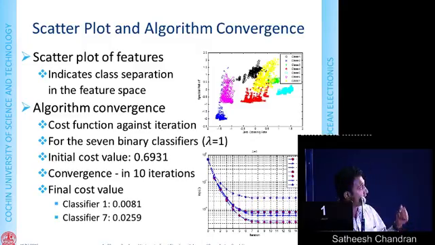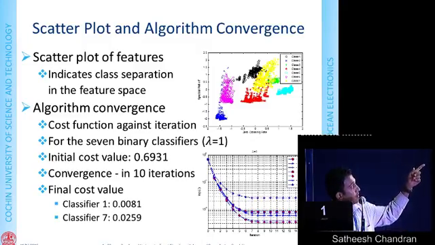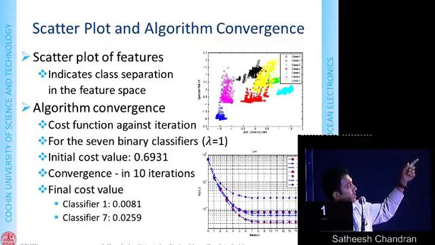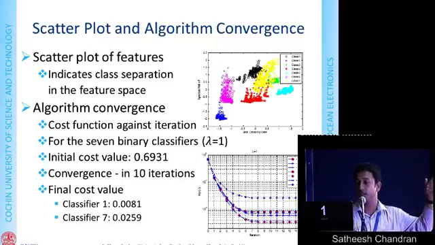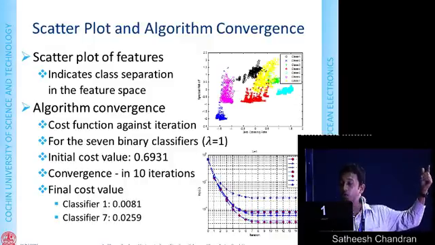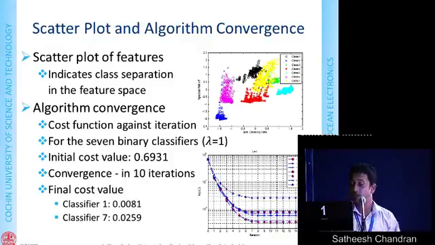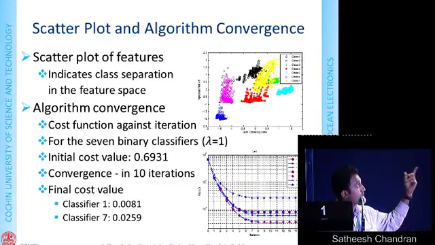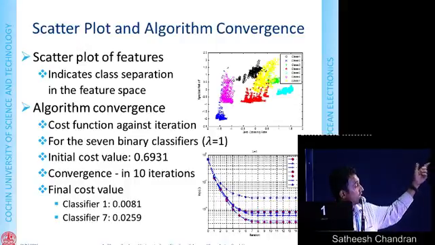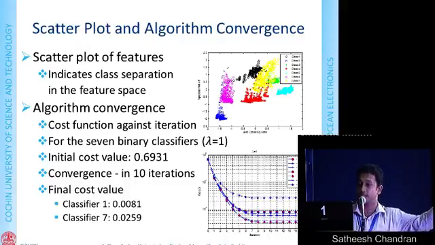Coming to the scatter plot of features, here is a scatter plot of zero crossing rate versus spectral roll-off, and we can see how these features are distributed, because there is a little confusion between class 4 and class 7. Similarly, the addition of other features enhances the discriminating capability of the classifier. Now, testing for convergence of Newton's algorithm, the cost function is plotted against the number of iterations.